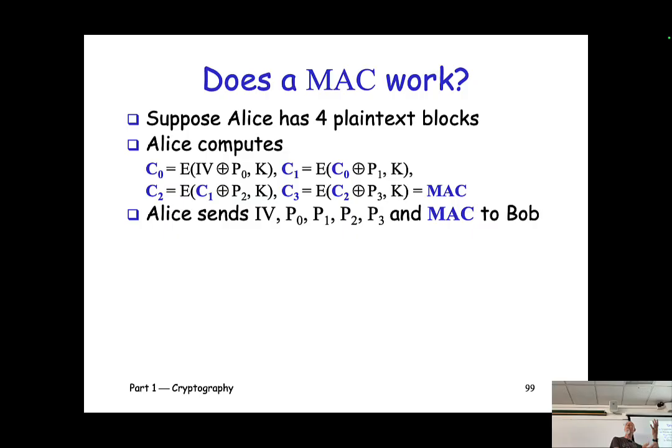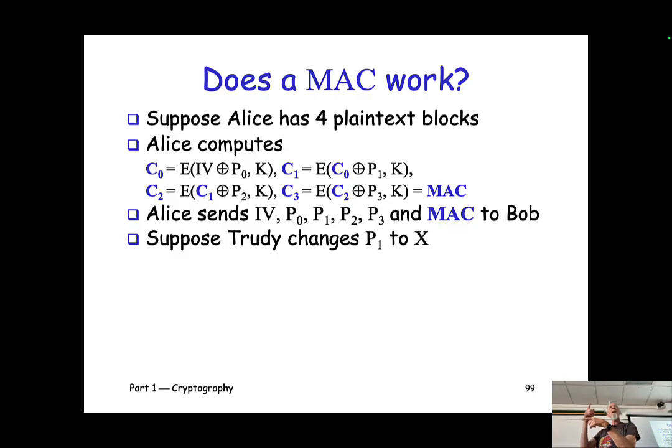And Bob is going to do the same process on what he receives. If nothing changes, he's going to get the same result, right? Okay, so if nothing changes, it works, but does it detect a change, if something changes? Well, let's suppose Trudy changes, let's just say P1 to something else, call it X. Okay, so there's some tampering. It could just be an error, or Trudy's tampering, so something changed, all right?